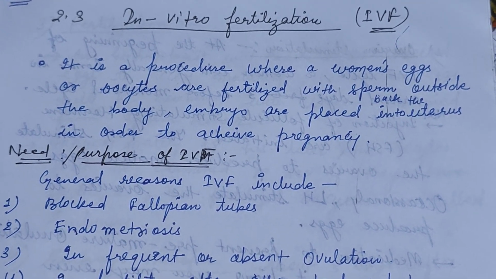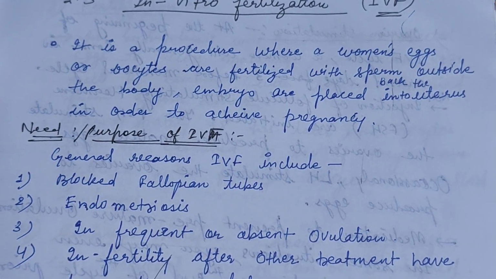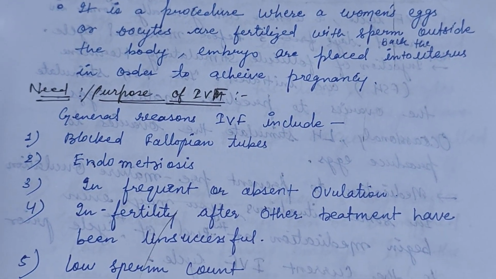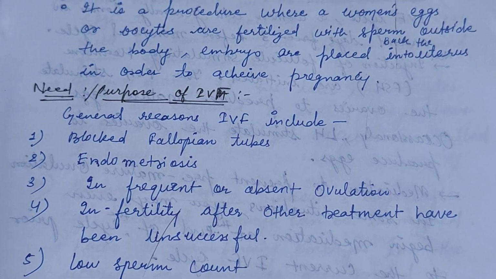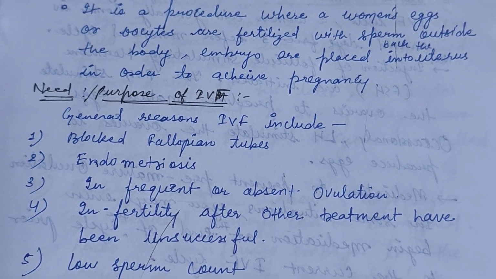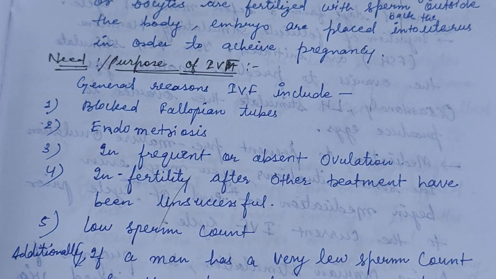In this video we will cover the topic in vitro fertilization. It is a procedure where a woman's egg or oocyte is fertilized with sperm outside the body, and the embryo is placed back into the uterus in order to achieve pregnancy.